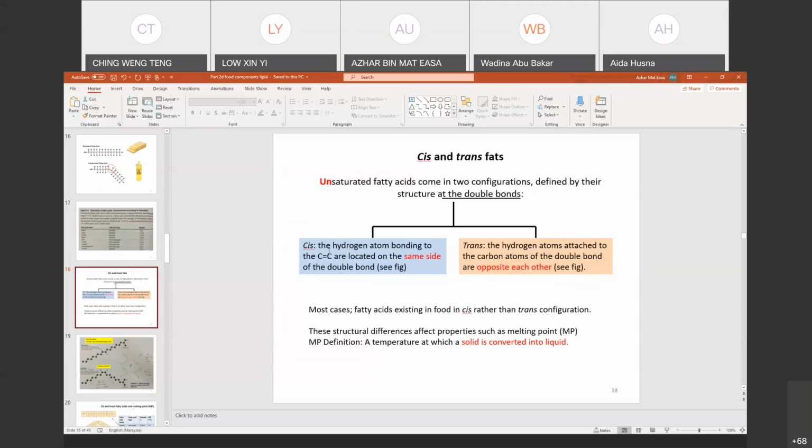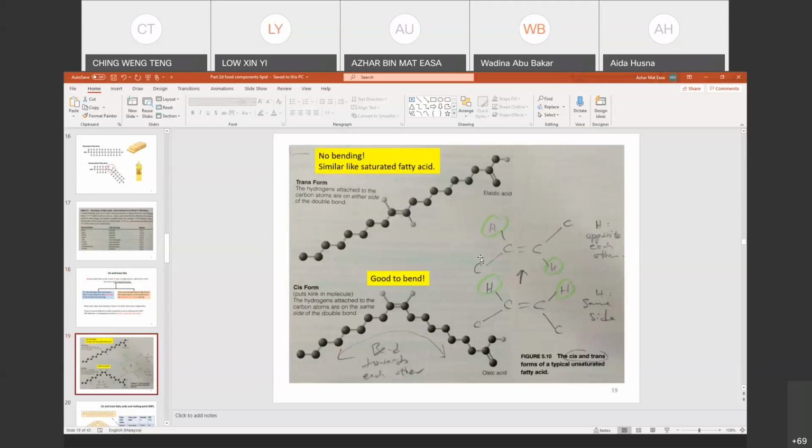It is very difficult for you to imagine, you have to look at the structure. So cis: the hydrogen atoms bonded to the carbons of the double bond are located on the same side, versus trans: hydrogen atoms attached to the carbon atoms of the double bond are opposite each other. You can only appreciate it if you see the picture here that I just snapped from the book. The trans form is the no-bending one. No bending.